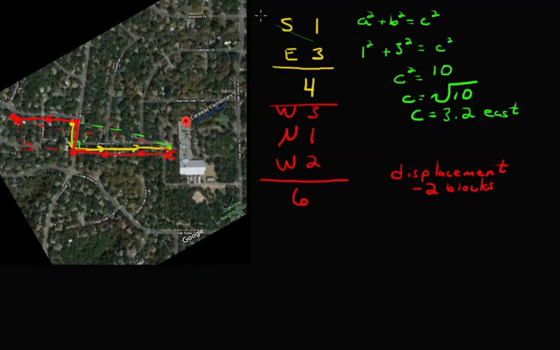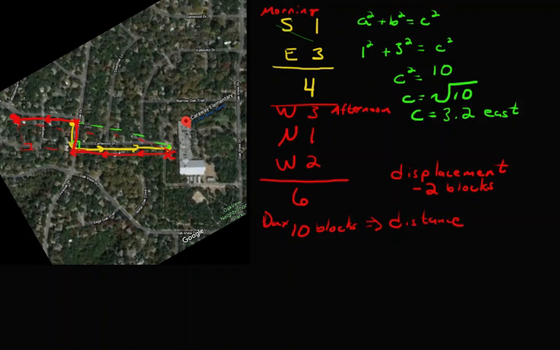Now that's breaking this up. This was the morning. This was the afternoon. For the whole day, she went 4 and 6. She went 10 blocks. Her distance was 10 blocks.